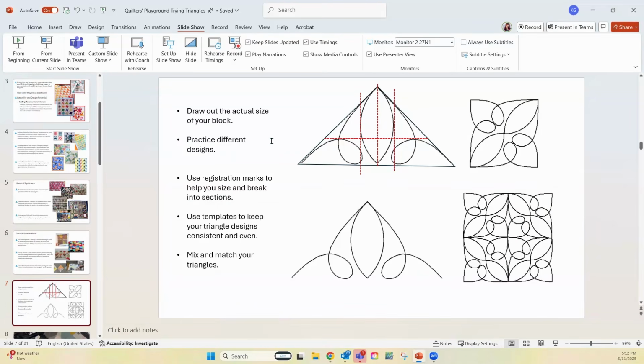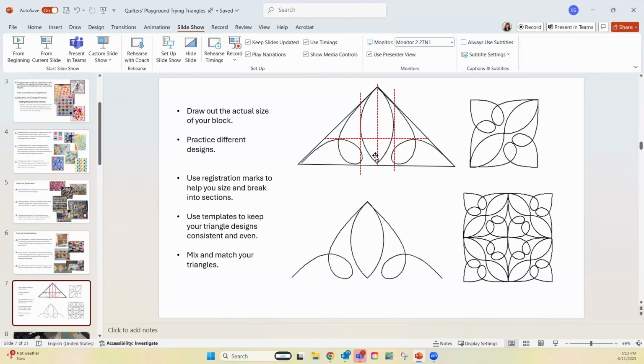And it's that one little section that you're drawing off of and then moving to the next, that you're just moving across and down your quilt. And yes, you do have to move your quilt, but it allows you to focus on that section. And that's what triangles do. They allow you to focus on just this one little triangle. So we're going to practice using different designs.